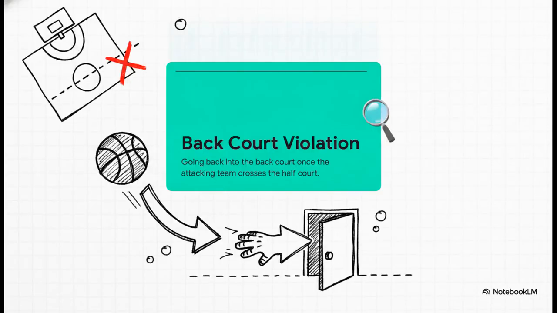Now, let's see how this ties into the spatial rules, specifically the backcourt violation. Once the attacking team successfully crosses that half-court line within their 10 seconds, they cannot go back into the backcourt. It operates exactly like a one-way door. The only exception here is if the defensive team specifically knocks the basketball back over the line. Then, and only then, the attacking team can legally go recover it.